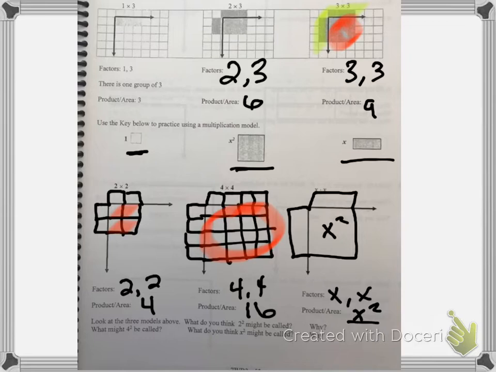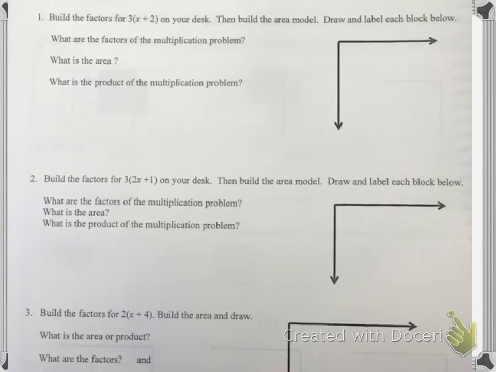If you turn your page to page 54, we're going to do a couple more examples of this. We're going to build the factors for 3 times the quantity x plus 2, and we're going to draw the area model. Area models need to be a rectangle, so you can't have empty squares. I'll show you what that looks like. The first factor is 3. If you remember from the other page, 3 is represented by these white squares. X plus 2: the x part is a long rectangle, and the 2's are just units.